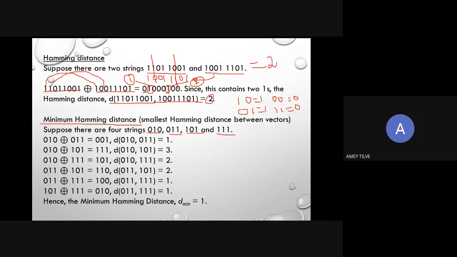So I take my first vector and XOR it with my second vector. I am getting 0, 0, 1. That means I will calculate the number of ones. So the Hamming distance between the first and the second vector is nothing but 1.